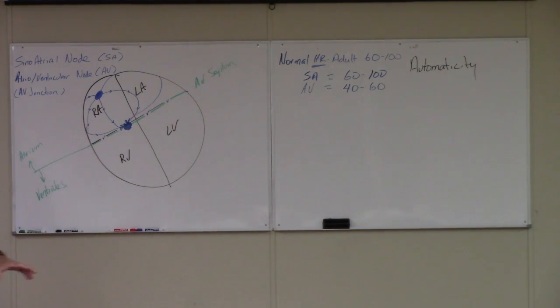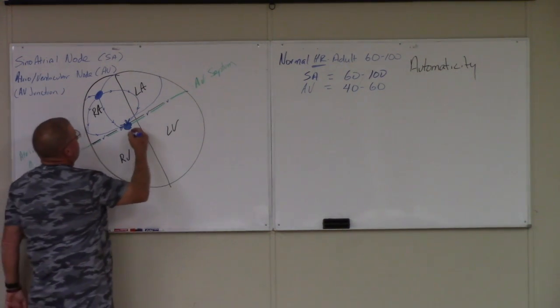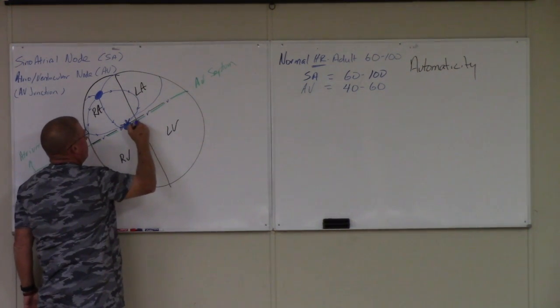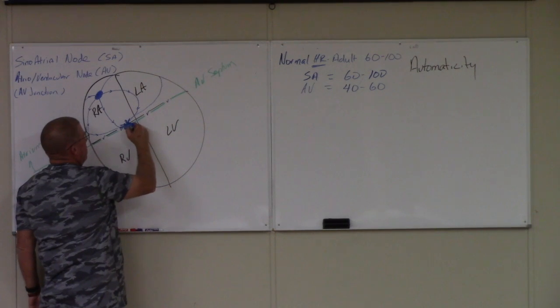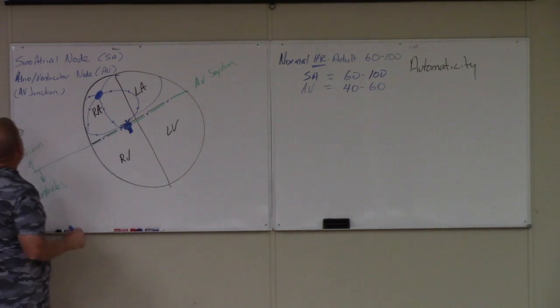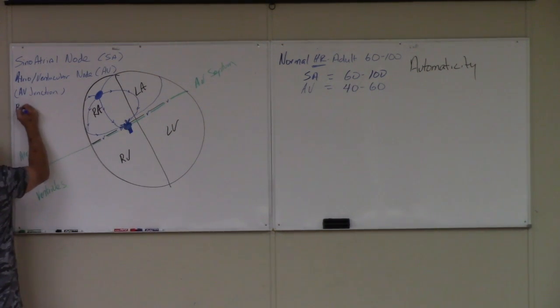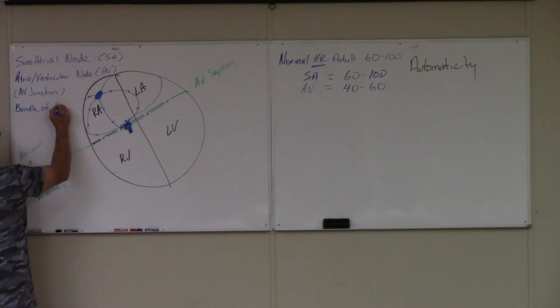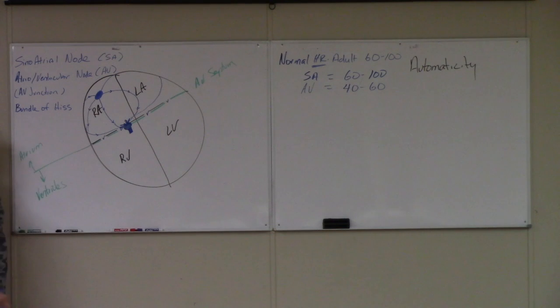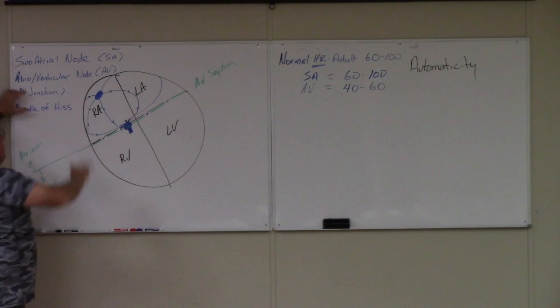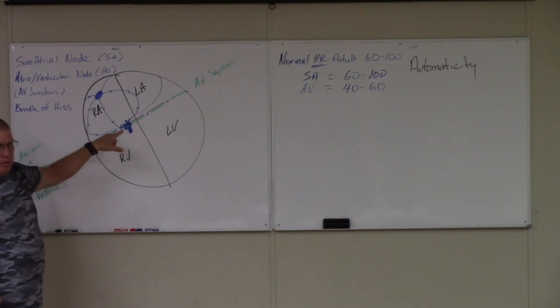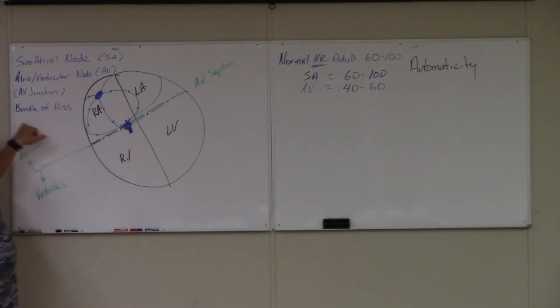Okay? So once we come out of the AV junction, there's a group of cells right here that we call the bundle of His. Right at the bottom of it? Yes, right at the AV. These right here are kind of combined together. AV node, AV junction comes together, and then right below that is the bundle of His.